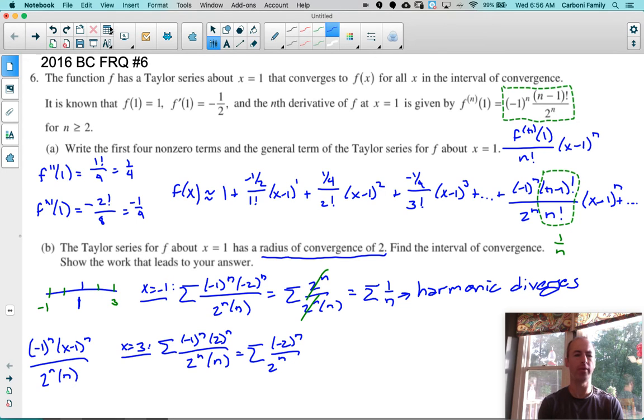Oh, wait. Don't do that. Go ahead and cancel the 2 to the n's. How silly. What was I thinking? Let's get rid of this. Okay, so now I have -1 to the n over n, and that would converge by the alternating series test, or you could say it's the alternating harmonic series, which converges.